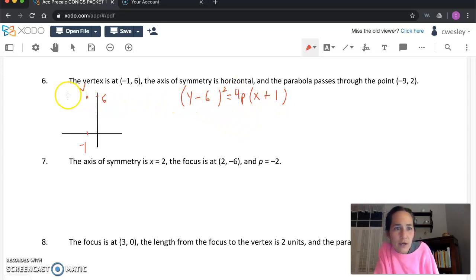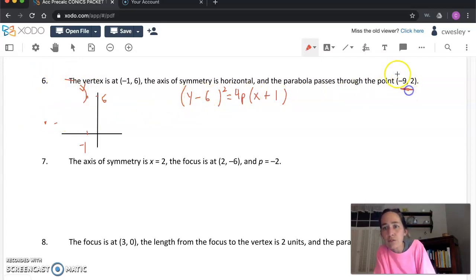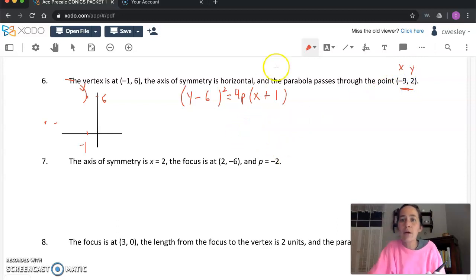So let's see. We know this thing opens horizontally, and we know the parabola passes through the point way over here at -9, 2. So it's probably going to be a negative p value. Let's find that out for sure by using the point that the parabola goes through. This is a sample x and y that should satisfy the equation of the parabola, so we should be allowed to just momentarily plug in -9 for all the x's and 2 for all the y's.